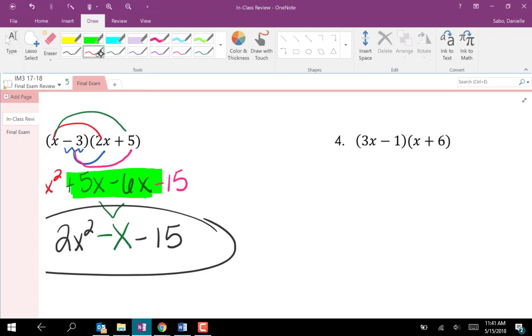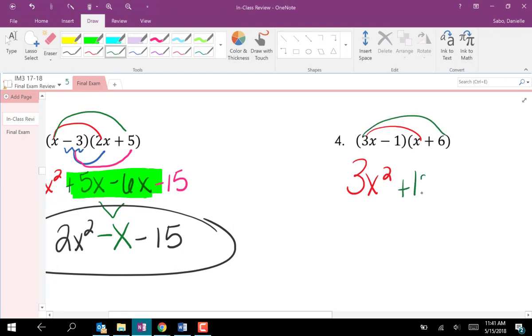So in red, I had 3x times x, which you guys got 3x squared if you did it. Plus 6x. Not 6x, 18. Plus 18. You're at the end. I'm not done yet. Then I have negative 1 times x, which is negative 1x, or just negative x.